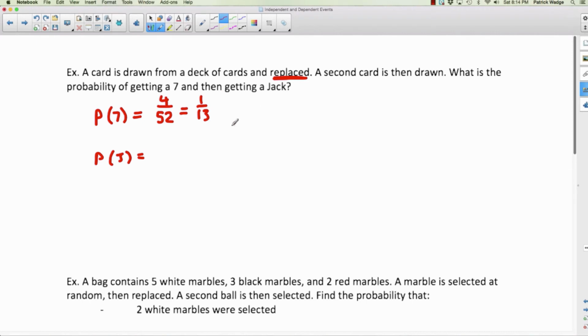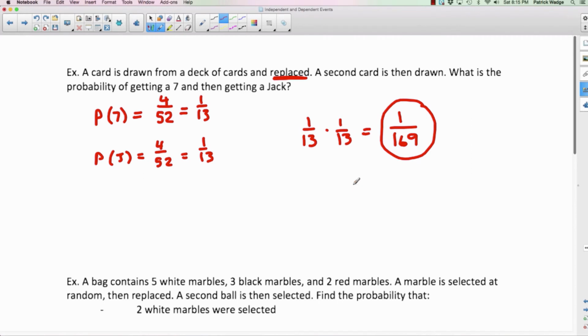What's the probability of getting a jack? It's very similar. How many jacks are there in the deck? 4: jack of hearts, jack of diamonds, jack of clubs, jack of spades. How many cards total? 52. Put it in lowest terms, 1 out of 13. So the probability of getting a 7 out of the deck is 1 out of 13, and the probability of a jack is 1 out of 13. What if we want the probability of the first card being a 7 and the second card a jack? All you have to do is multiply those two things together and you will get your answer. The probability is 1 in 169. It's not very likely that it's going to happen. It could, but it's not all that likely.